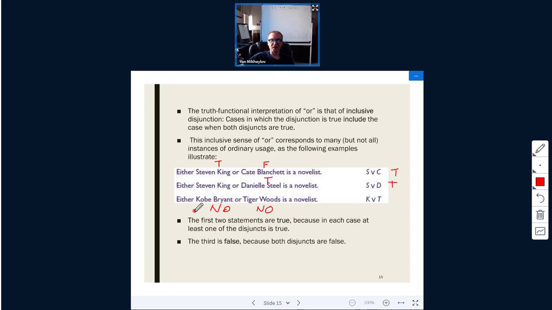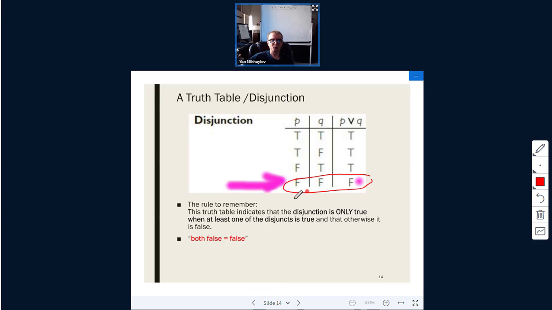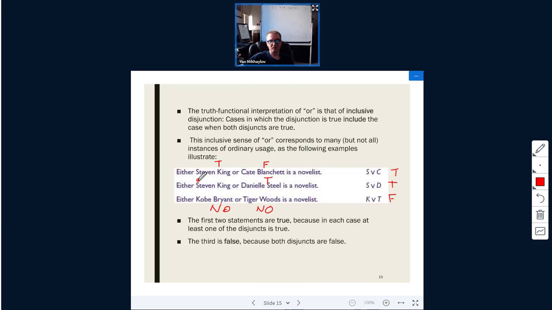Now, how about the last one? Either Kobe Bryant or Tiger Woods is a novelist. Is that true? Now that one is definitely false. So you see why it's only false in that last case, because when both of them are false, it is false. And we, in language, follow the same rule exactly.